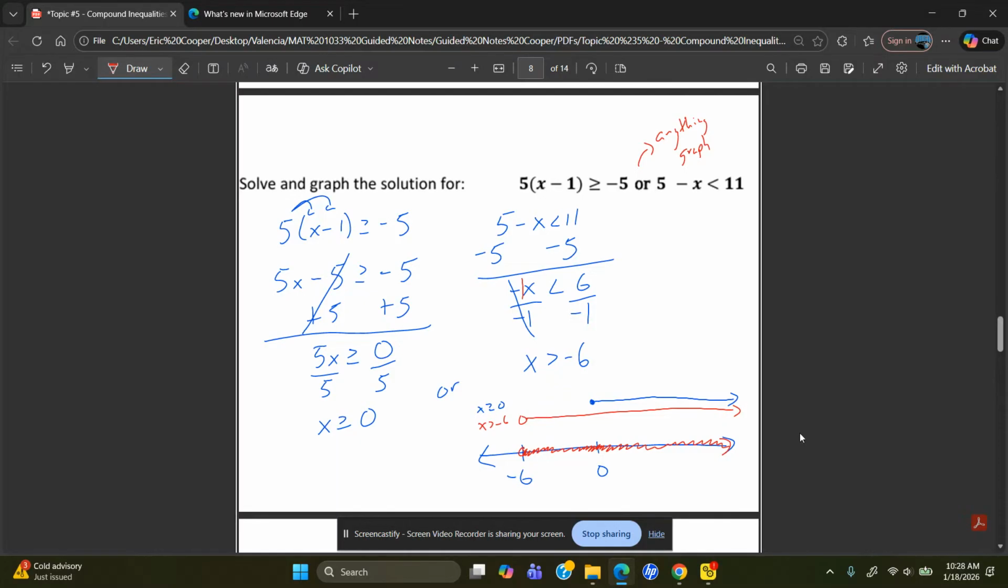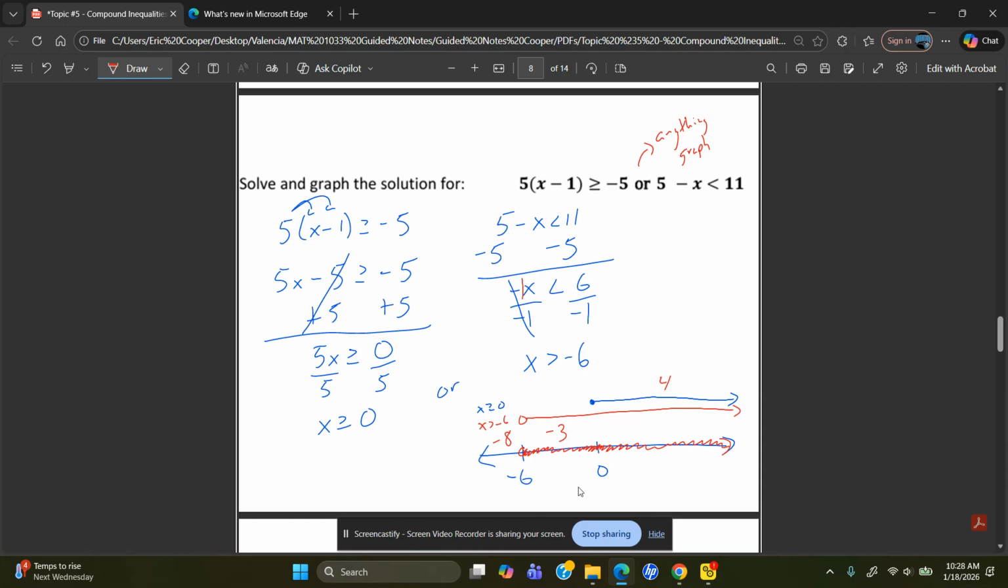And again, it makes sense if you think about it. If I choose -8 as an answer, -8 is not bigger than or equal to 0, and it's not bigger than -6, so it doesn't work. If I chose 4, 4 is both bigger than 0 and bigger than -6. And if I choose any number in between, let's say I chose -3. While -3 isn't bigger than 0, it is bigger than -6. And again, remember we had or, so it just needed to be bigger than one of them. So in this case, any of the numbers in here work.